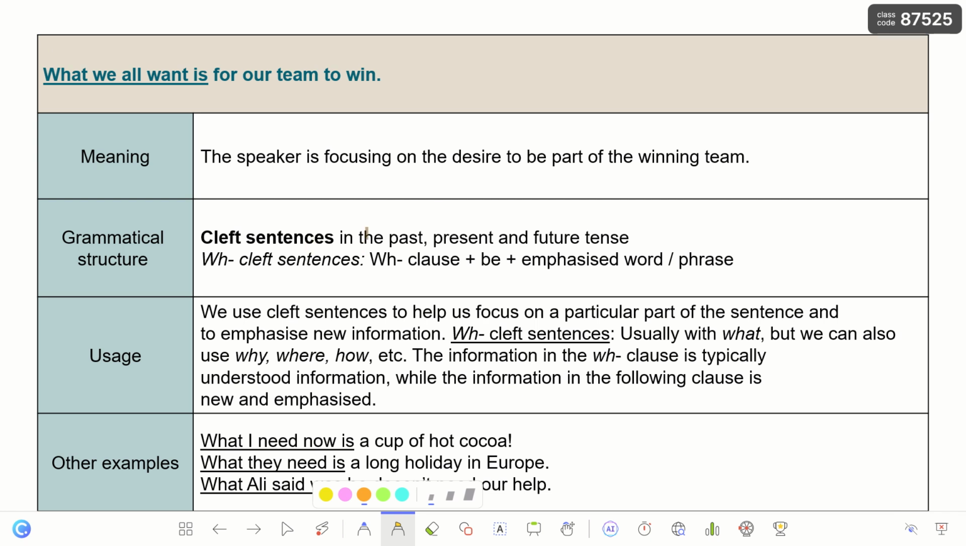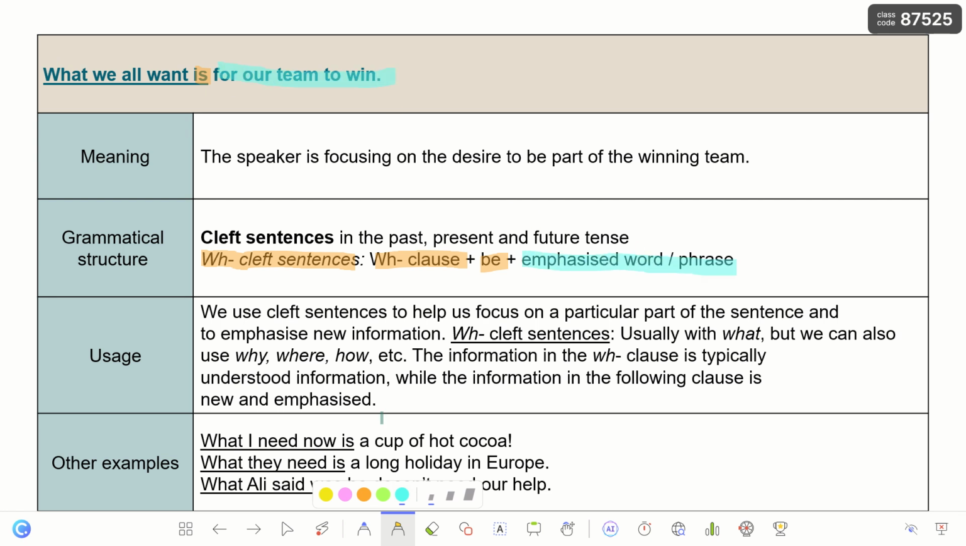We can use cleft sentences either in the past, in the present, or in the future. So what is the structure of the cleft sentences? WH word or WH clause, then verb to be, here I have is, then the emphasized word or the phrase.